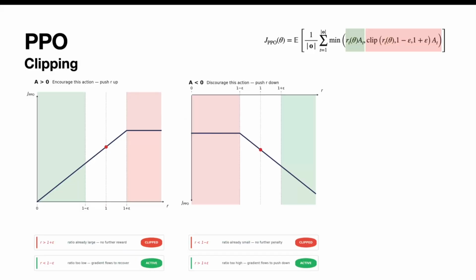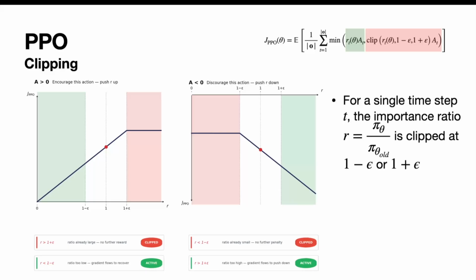Now let's take a closer look at what PPO clipping is doing. This plot shows the objective for a single time step t. The horizontal axis is the importance ratio r, which compares the probability of the token under the current policy with the probability under the old policy. The red dot indicates where the PPO update starts on this curve. At this initial point, the ratio r equals 1, because before the update, the current policy is the same as the old policy.